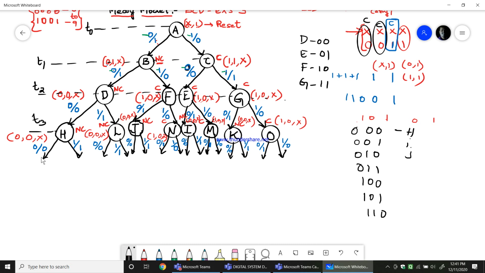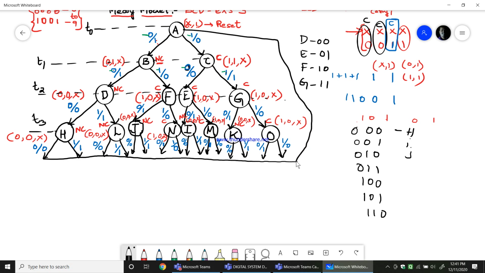Now at the end, after these states whatever we have, you see this goes back to state A. The reason is this is the end state because we don't have any other bits to be added here. At the end it goes to the state A. So this is the Mealy model for BCD to XS3.